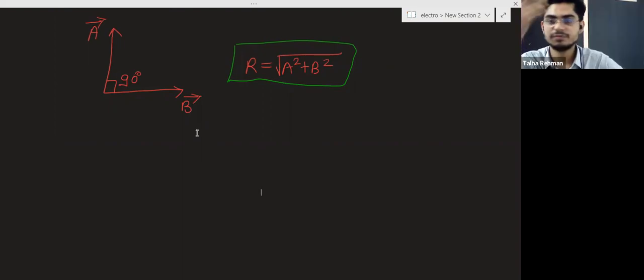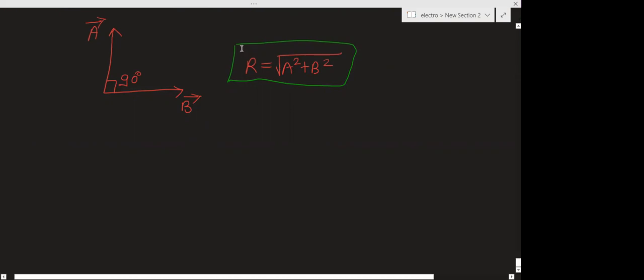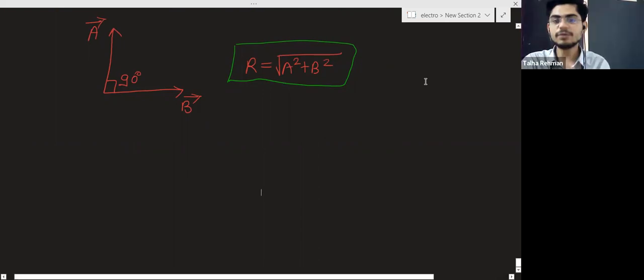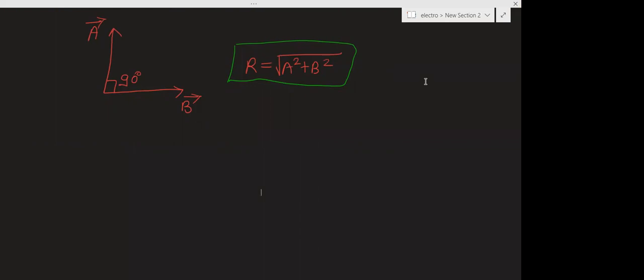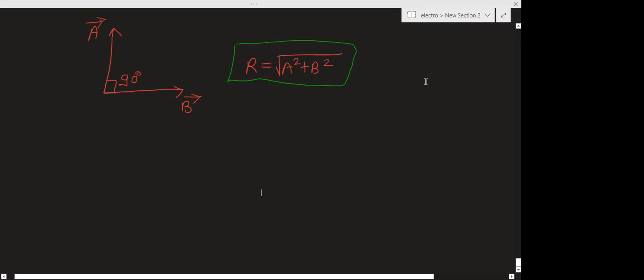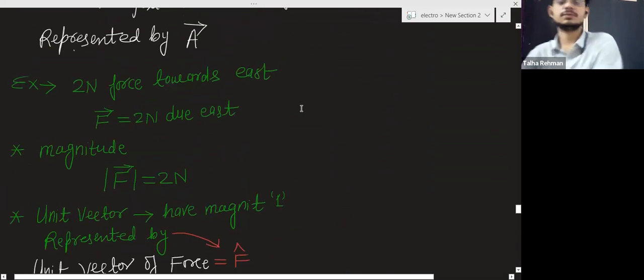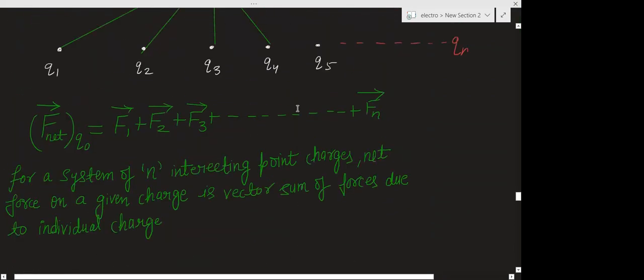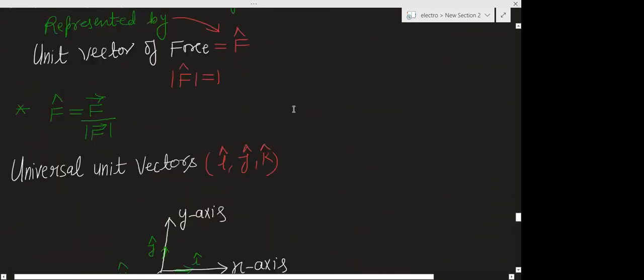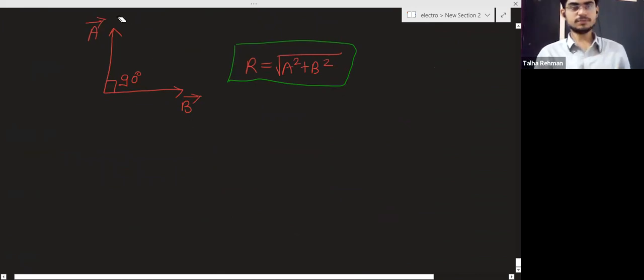Now this is the end of vectors. That means not the end of vectors entirely, but for this chapter it is sufficient. Okay. So now, this knowledge of vectors, at least this you should have. Now, there is one more term.